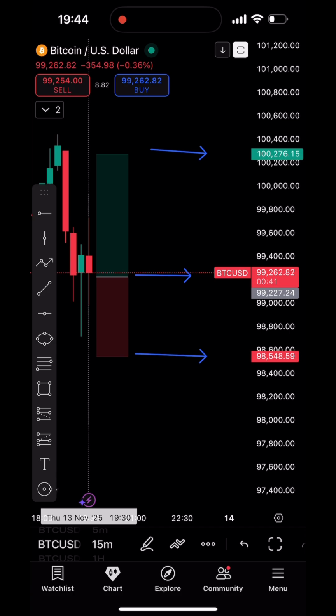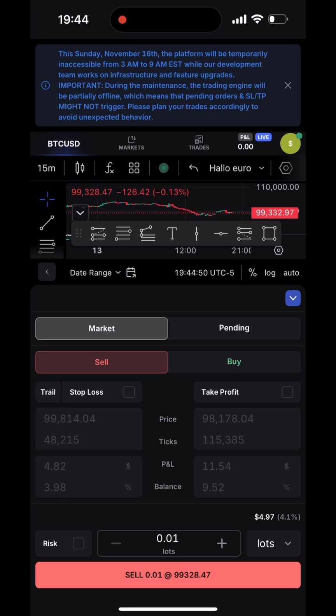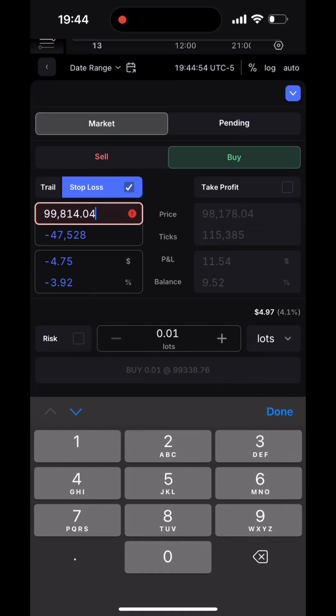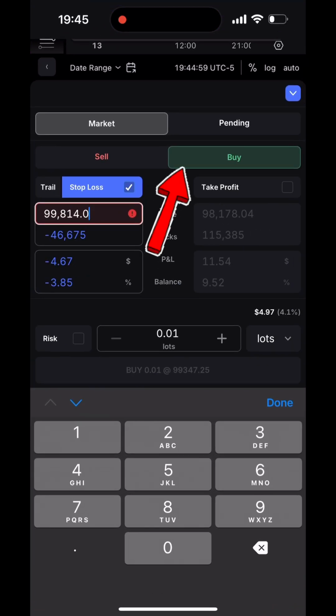So let's go. Now here we are on Trade Locker. You want to make sure that you're on the right market. So we're on Bitcoin, BTC/USD, and we're going to go ahead and type in the parameters. As you can see here, making sure that it's a market execution, because market execution means we're getting in right now. We're going in for a buy.